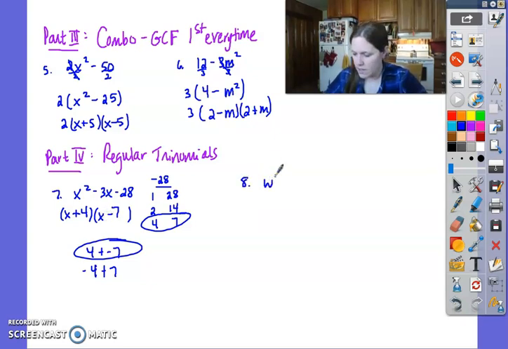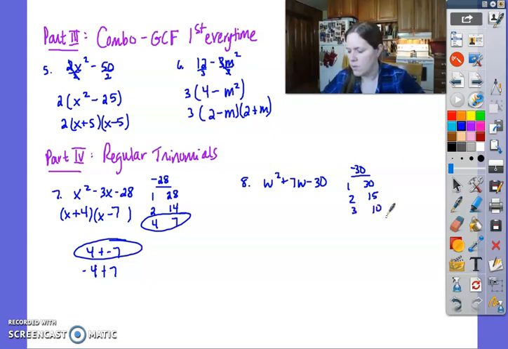Number 8. W squared plus 7w minus 30. Factors of 30, drop that negative in to remind yourself that it needs to multiply to give you a negative. 30 has a handful of factors. The elusive number 2 that people like to forget about. 3 and 10. 4 doesn't go in, but 5 does. So 5 and 6. And I know that they have to combine to give me 7.